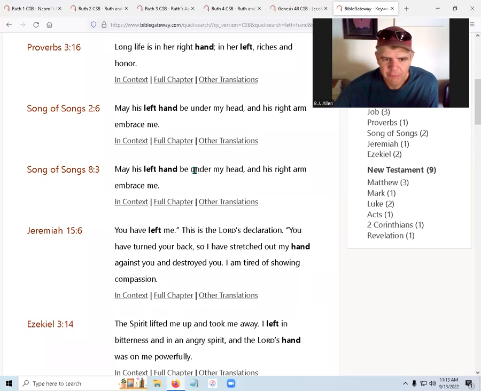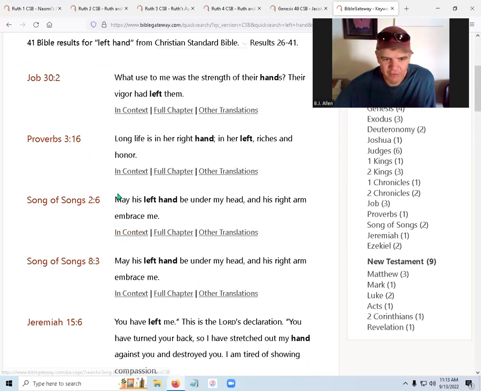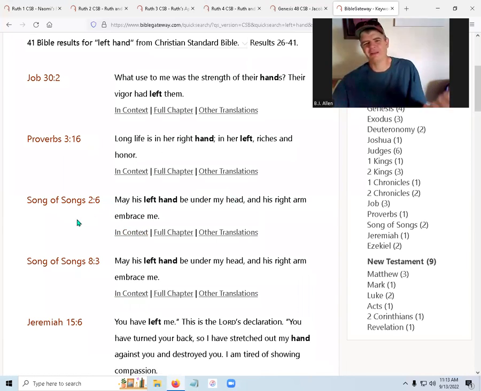May his left hand be under my head and his right arm embrace me. Song of Songs. Okay, here it is again. May his left hand be under my head, his right hand. So his left hand is right hand. You're caressing him. You're holding him. He's like, hey, I want him to kiss me. Song of Songs is a love song.